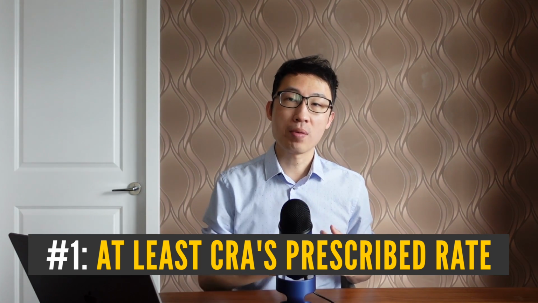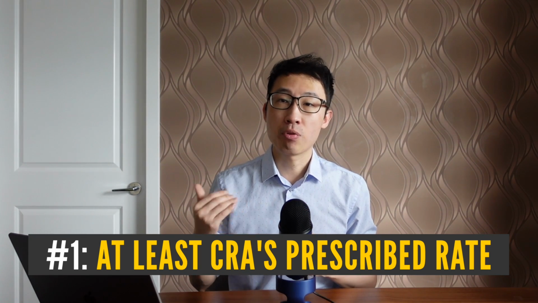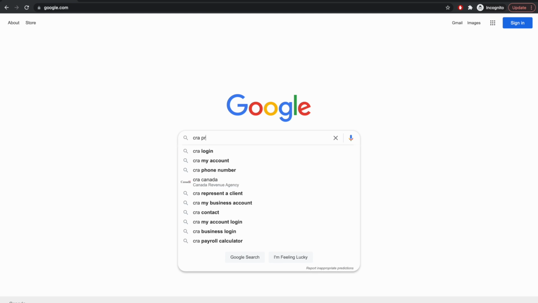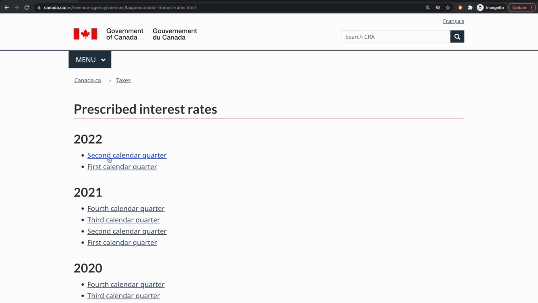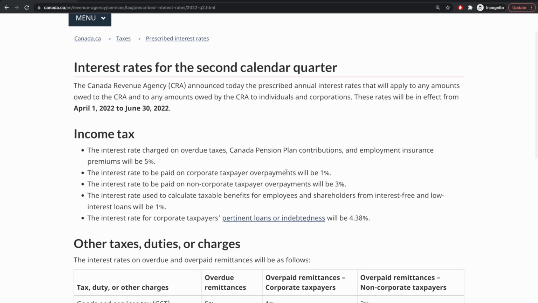But first, there are a couple of things we need to be aware of if we want to set this arrangement up. Number one is that the interest rate on the loan agreement needs to be at least CRA's prescribed rate. So every quarter, CRA will establish their minimum prescribed rate on their website. You can simply find it by Googling CRA prescribed rate. The first link is usually the right one. For example, as we can see here, the Q2 2022 prescribed rate has been posted, and it's the low interest rate of 1%. So if you were to do this loan agreement right now inside Q2, you would have to charge your spouse at least 1%. You can charge anything higher than 1%, that's fine as well. But if you charge anything lower than the prescribed rate, then again, the income attribution will kick in.